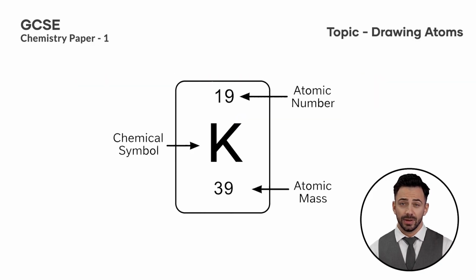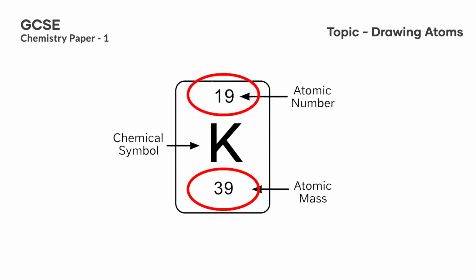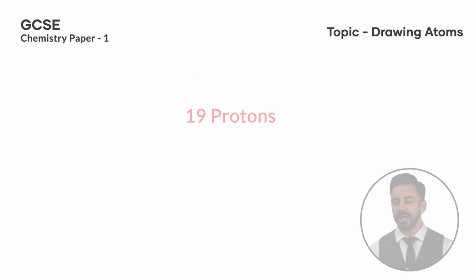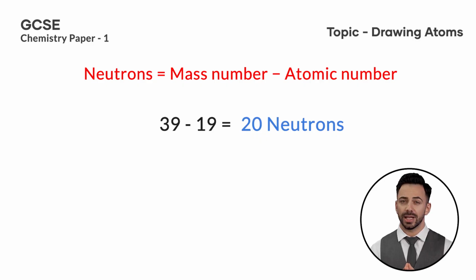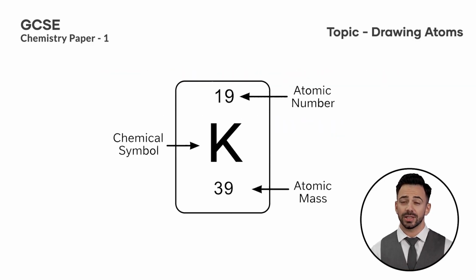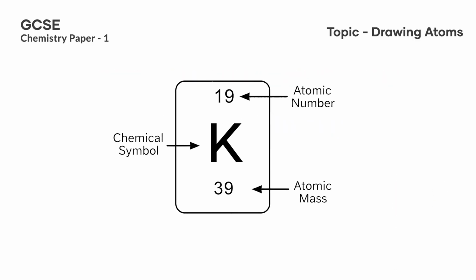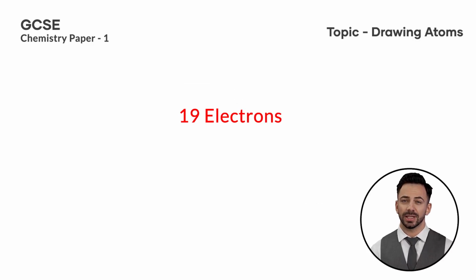Let's check potassium. Potassium has atomic number 19 and mass number 39. So how many protons are there? 19. How many neutrons? The answer is 20. And how many electrons in a neutral atom? The answer is 19 electrons.